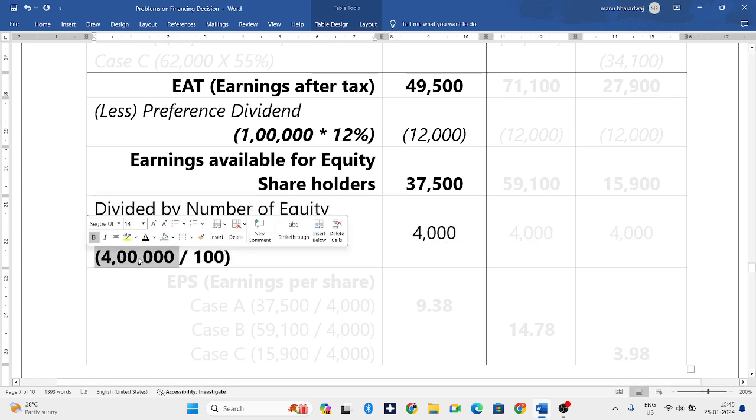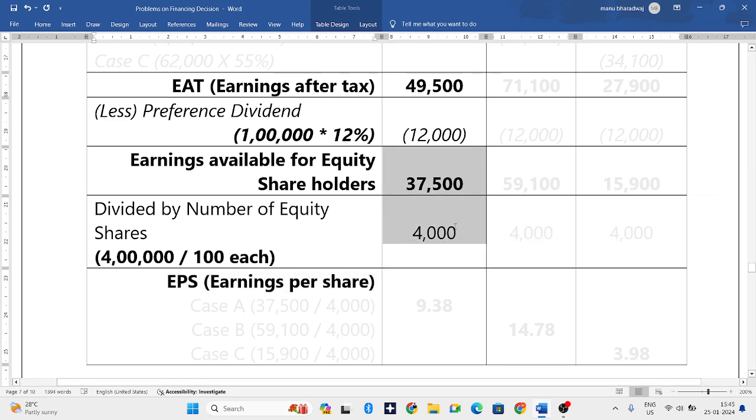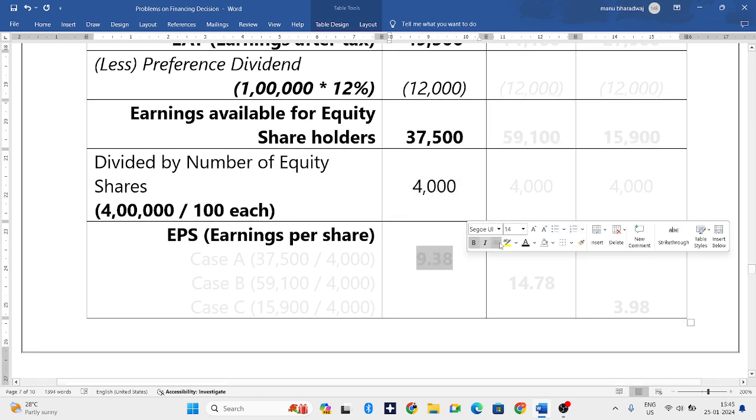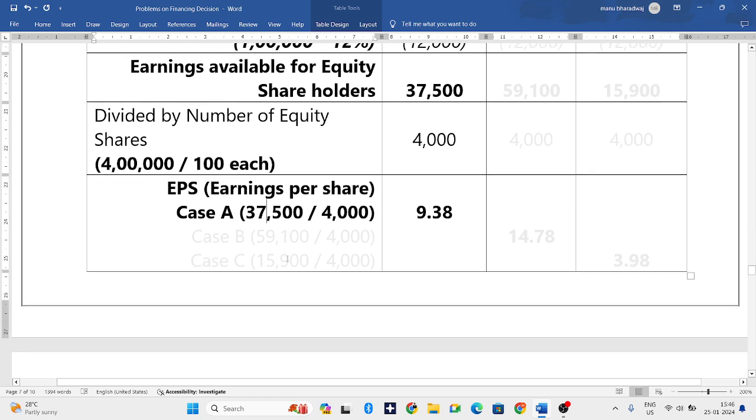From that, we have to divide it by the number of equity shares. Total 4 lakh is the equity share capital, and 100 is the value of each share. So 4 lakh divided by 100 will be 4,000. Then we have to divide these two. 37,500 divided by 4,000. That is our EPS, earning per share. How did we get that? We divided 37,500, that is earnings available to equity shareholders, by number of shares, that is 4,000.